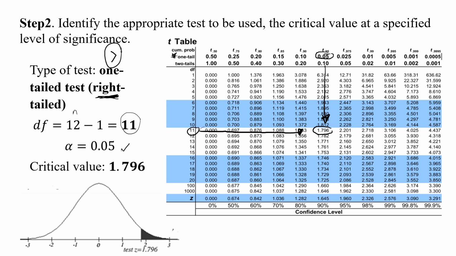So, 1.796. Critical value natin is 1.796. Since right-tailed test siya ngayon, nasa positive side siya. Nandito ngayon siya sa right side. Positive 1.796. Ibig sabihin, kapag nag-fall dyan yung ating test value or yung computed value, ire-reject natin yung null hypothesis.